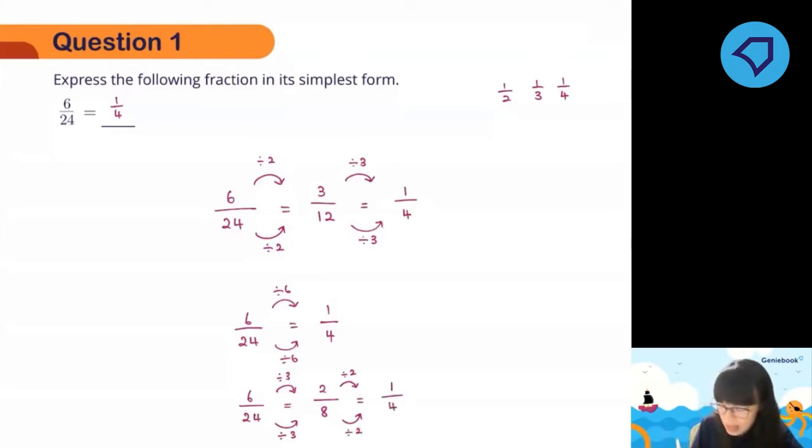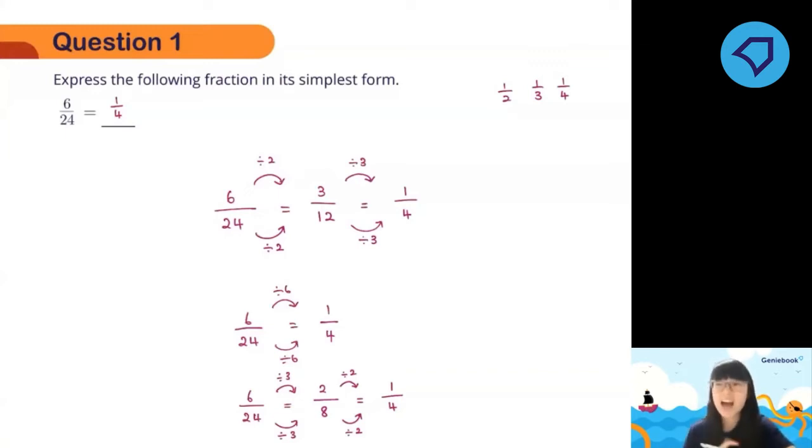You realize that, hey, you will always get the same answer. So it does not matter which one you divide by first. It does not matter, as long as you divide until you can no longer divide by the same number.